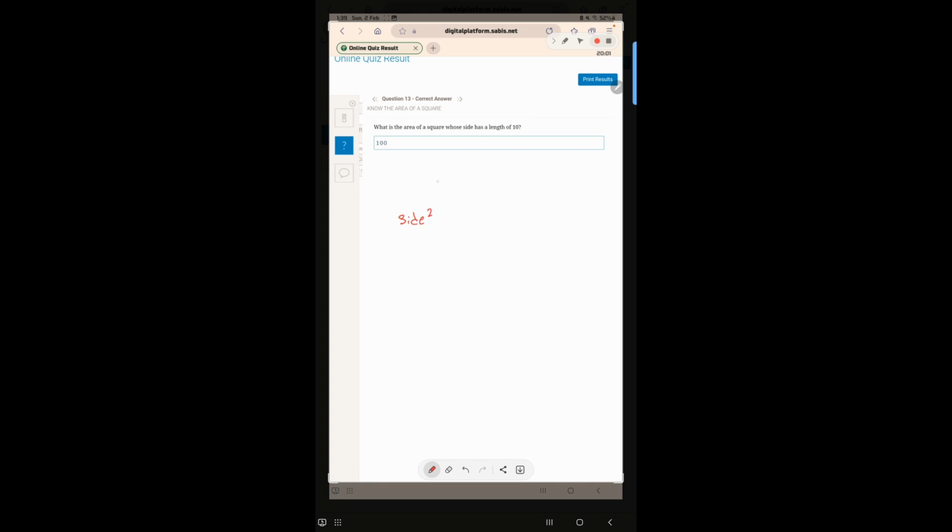For the area of a square, it's just side squared. The side length is 10, so 10 squared is equal to 100. The area of a rectangle is length times width. The length is 12, the width is 4, which gives you 48.